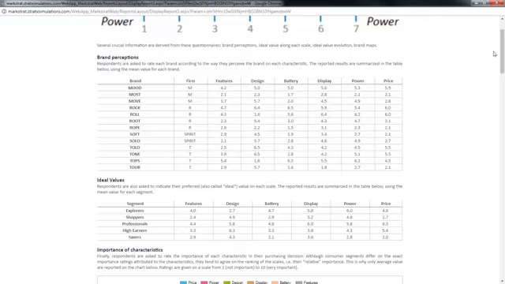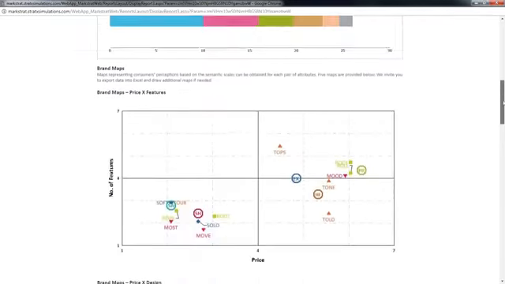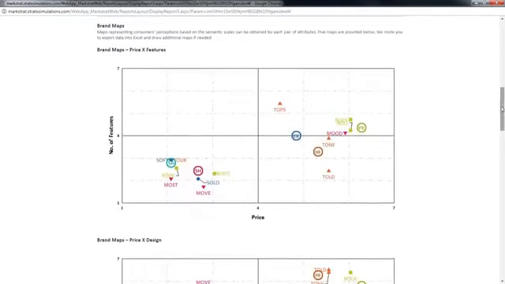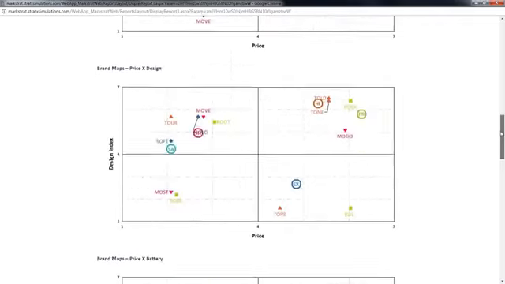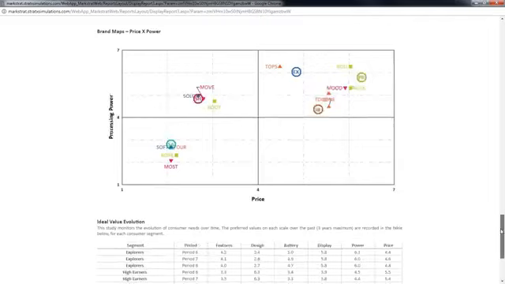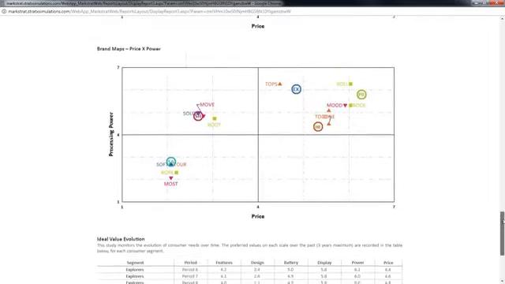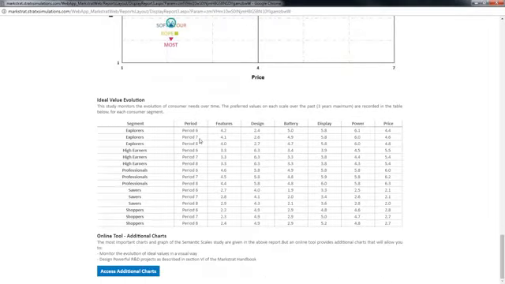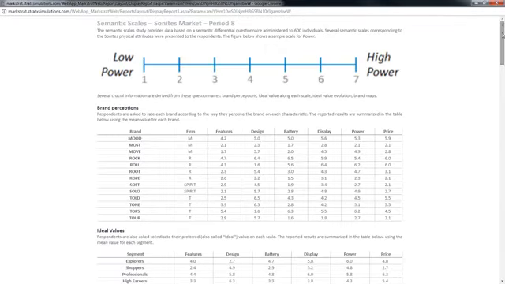Below this, you'll see all this information in graphical format. You'll see price as the x-axis on all these charts, and the y-axis is one of the other attributes. Also down here at the bottom, you will see that ideal values for attributes do change over time. They don't change a lot, but they do change some, so it's something you might want to consider when you're designing or modifying brands.